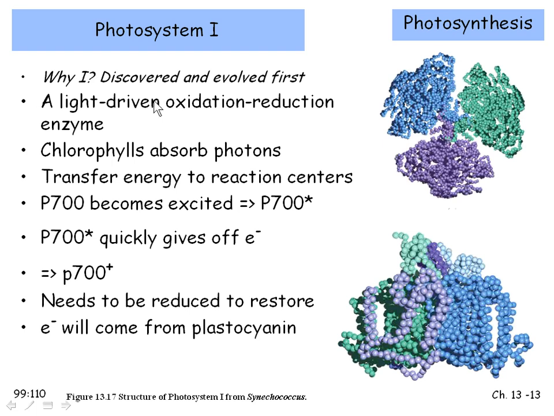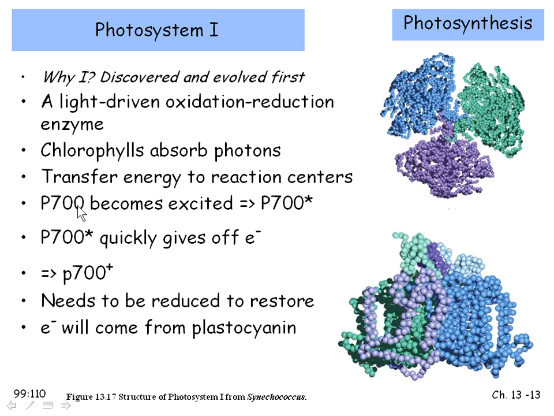It also, like photosystem 2, is a light-driven oxidation reduction enzyme, a complex of proteins that can absorb light and catalyze electron transfers in oxidation reduction reactions. Just like photosystem 2, the chlorophylls can absorb photons. Just like photosystem 2, they can transfer that energy from those antenna pigments into the reaction centers. In this case, the critical pigment is called P700. Its absorption peak is a little different than P680, so it's called P700.